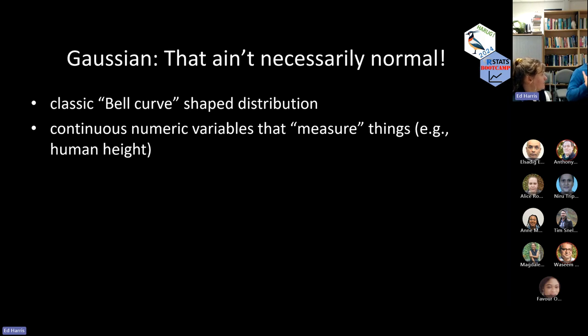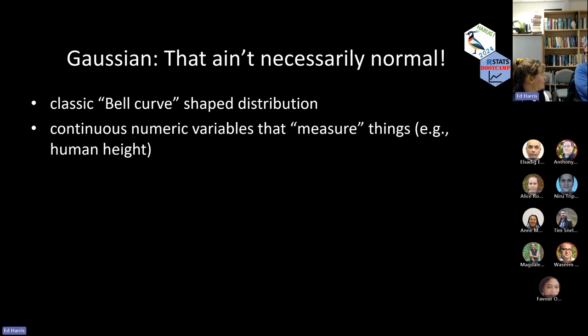And one way of saying that in common English language is that it would be normal for them to have that bell curve shape. But other things that we measure, like the number of species of plants in a hedgerow, that's a count. And maybe it's the number of species of moths in a sample of hedgerow.